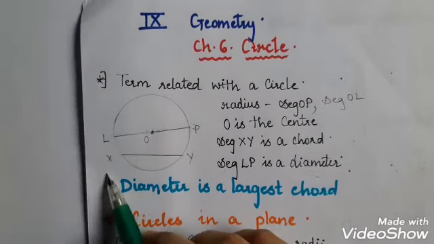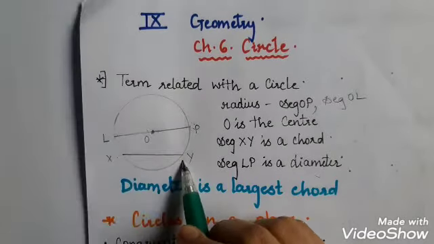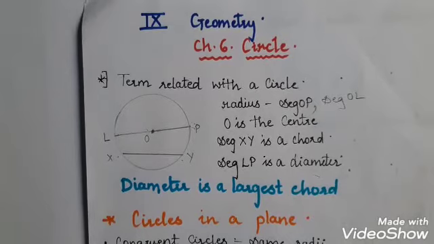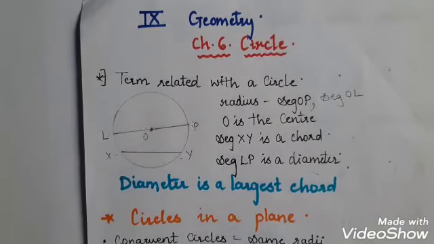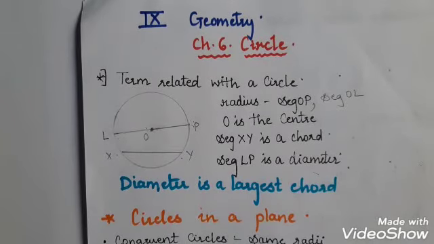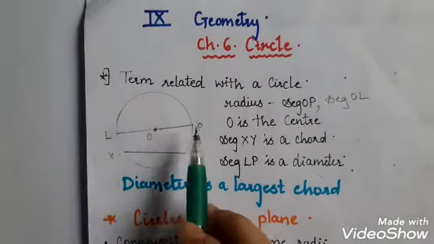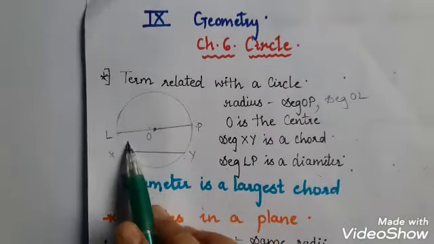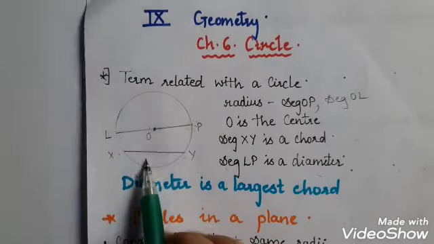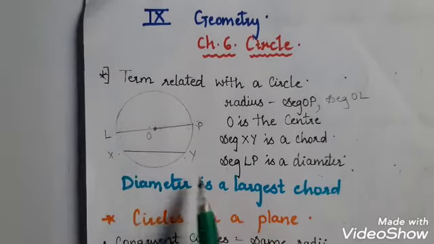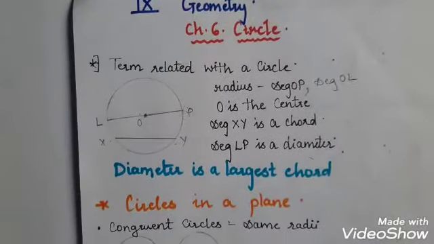And chord. Chord is XY. What is the chord? It is a segment joining two points of the circle, that is called a chord. So segment XY is the chord and also segment LP is a chord. Always remember, diameter is also a chord. So the diameter is the largest chord in the circle.